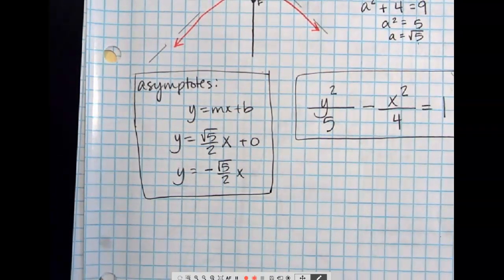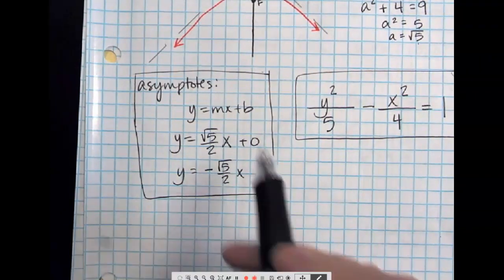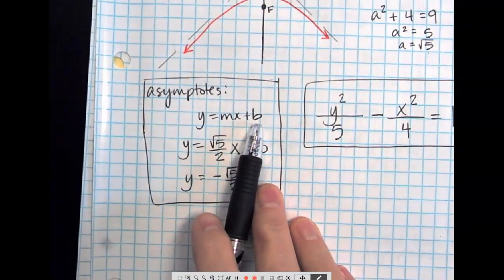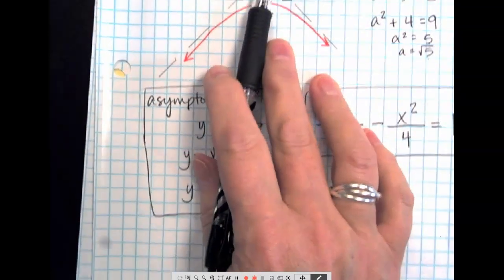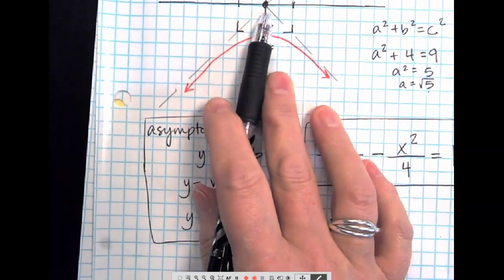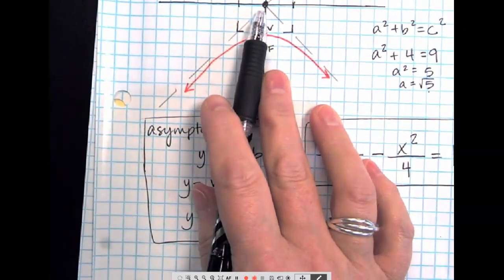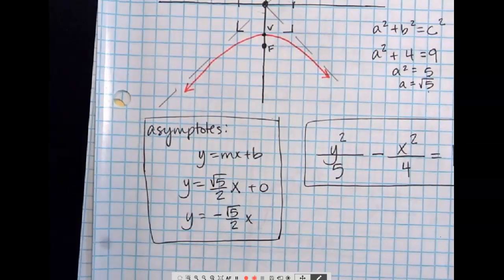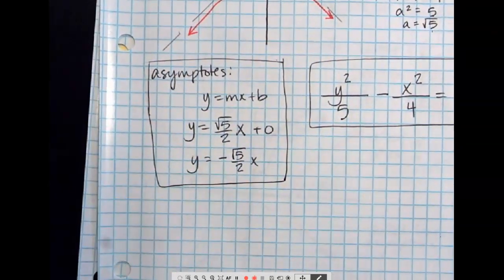6, 5, 5. Everybody good? Wait, why equals 0? Because your B, remember, is your y-intercept. And where do both of these lines cross the y-axis? At 0. Okay, any other questions on those?